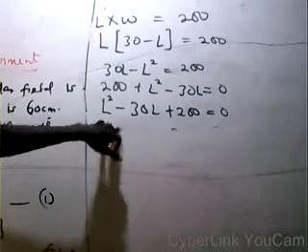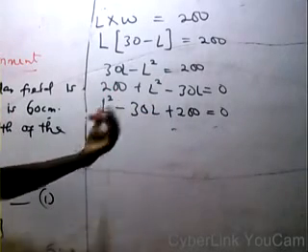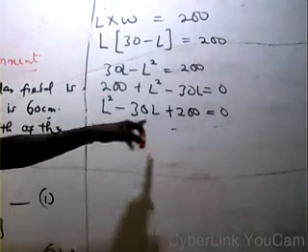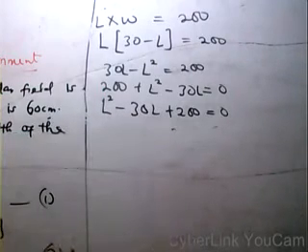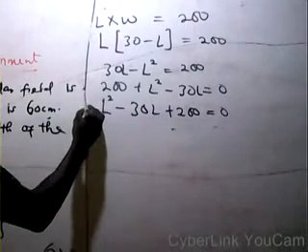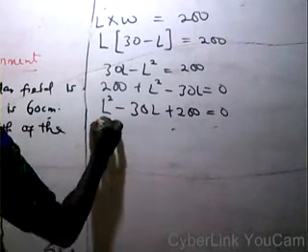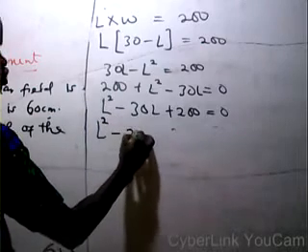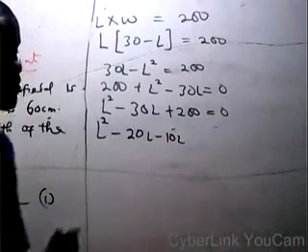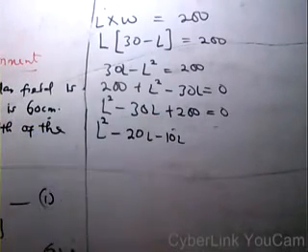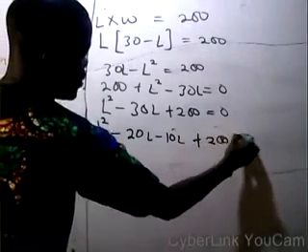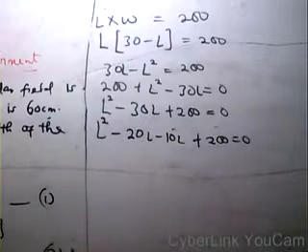So from here, our product is 200, while the sum is minus 30. We need two numbers that when you add them you get minus 30, and when you multiply them you get 200. Without wasting our time, we all know that should be minus 20 and minus 10. So we now have L squared minus 20L minus 10L. That will give you minus 30L. Then when you multiply the two together, you have plus 200 equals 0.